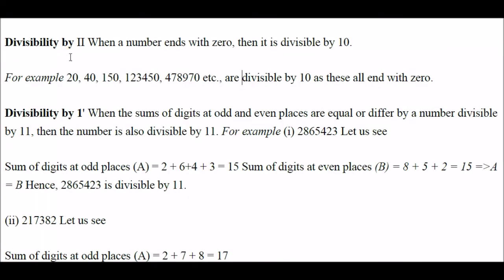The next one, divisibility by 10. Sorry, this is a printing mistake. You treat this as 10. Divisibility by 10. When a number ends with 0, then it is divisible by 10. For example, see these numbers: 20, 40, 150, 1,23,450, 4,78,970. All these numbers are ending with 0. So all these numbers are divisible by 10 as they all end with 0.